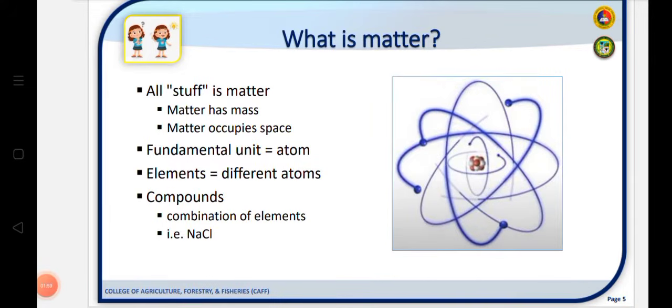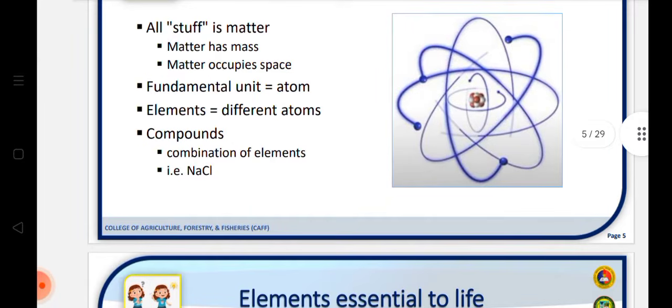Then we also have the term compounds. Compounds refers to a combination of elements. So for example, the element Na or sodium is combined with the element Cl or chlorine. Together they form NaCl. So please remember the difference between elements and compounds. Elements are different atoms. For example, we have hydrogen atoms, helium atoms, carbon atoms, nitrogen atoms, oxygen atoms. They are only composed of different atoms. Then we have compounds, a combination of elements. So we have a combination of sodium, Na, and chlorine atoms.